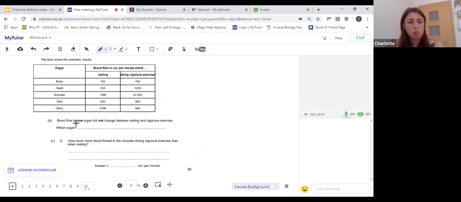So blood flow to one organ did not change between resting and vigorous exercise. Which organ? Pop your answers in the chat quickly. If you don't want everyone else to see them, then set it to just all panelists and then only I can see it, and Georgia at MyTutor.